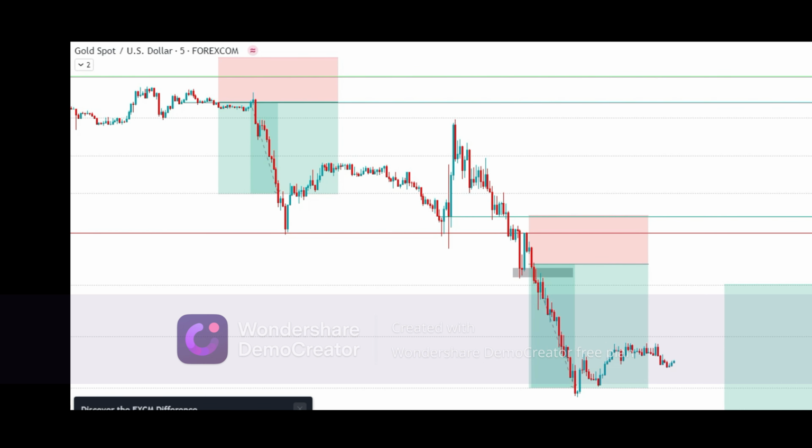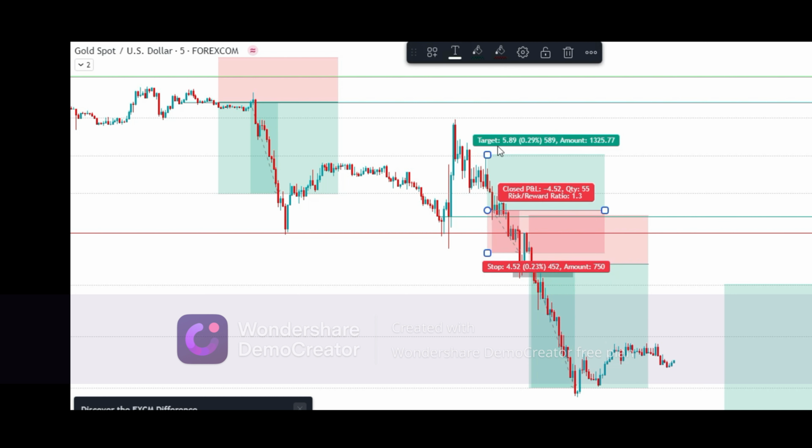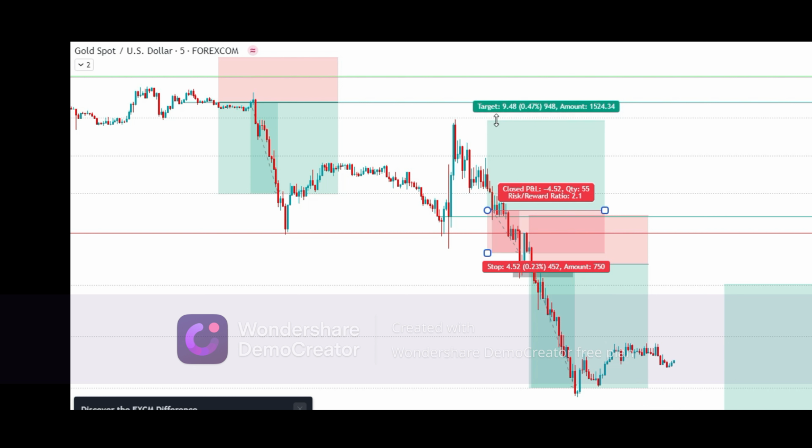I got into this trade from here, since I have this rejection, and my stop was just 20 pips below. I was hoping that the market is going to come back into this high, and guess what the market did? The market stopped us out.